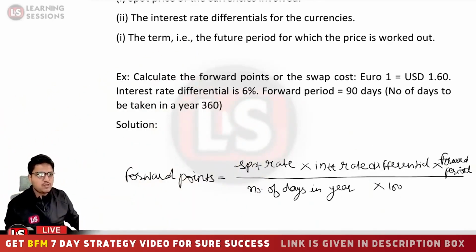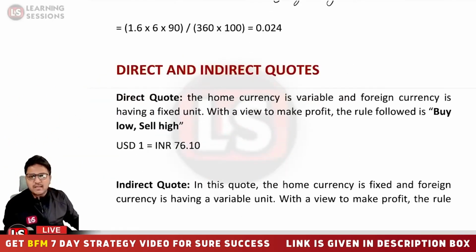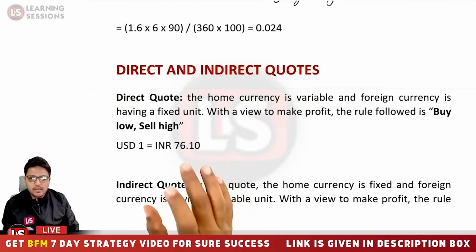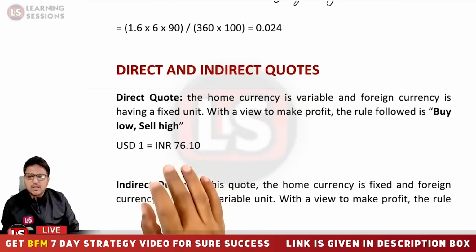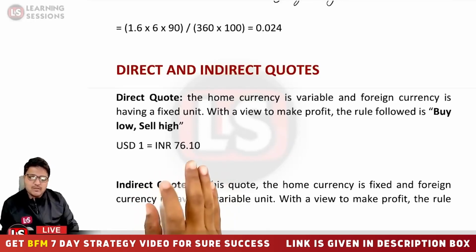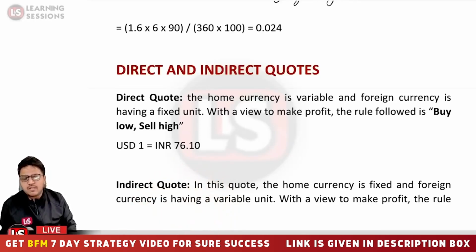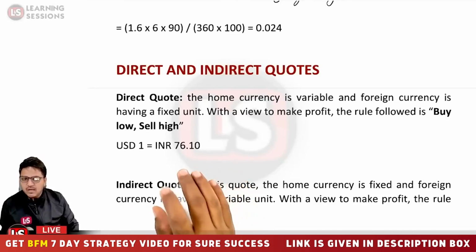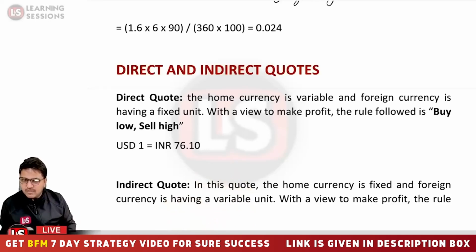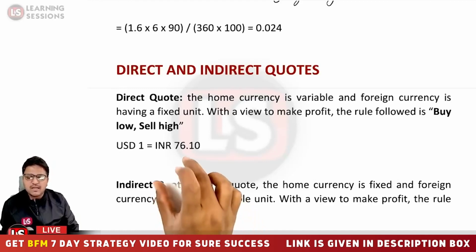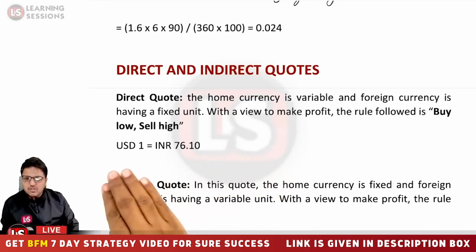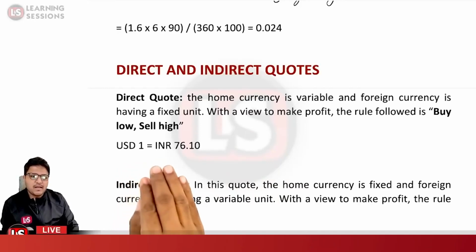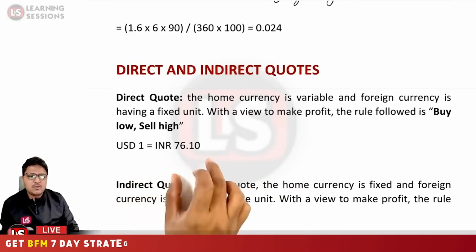This was a quick question based upon that. Now let us have a look at direct and indirect costs, and it's quite an important concept you must understand. Direct cost is where the foreign currency is having a fixed unit and the home currency is variable. That is a direct cost, where your foreign currency has a fixed unit and your home currency has a variable unit. As it is mentioned over here, USD 1 is equal to INR 76.10.